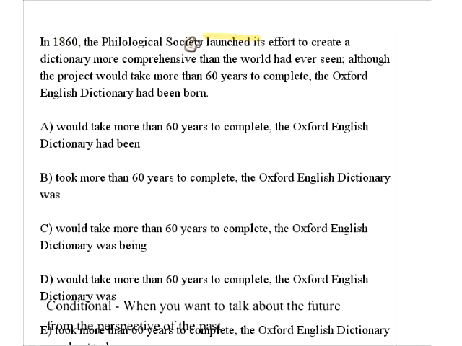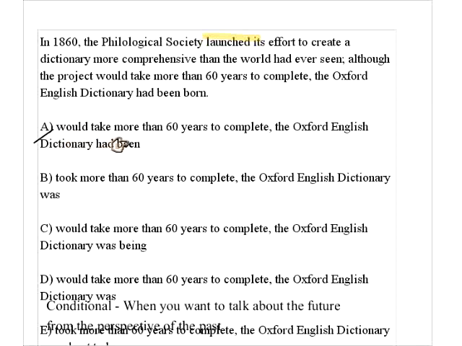Because this is past, we're already in the past tense. So although the project would take more than 60 years. In other words, let's think about the meaning as well. The point we're trying to make is even though this thing wasn't going to finish for a long time, it was at least started, right? That's kind of our overall meaning. So although the project would take more than 60 years from that past moment, so 60 years in the future, right? So we do need the would.